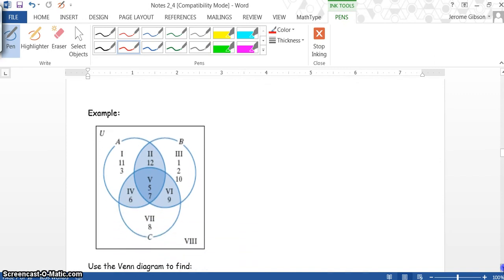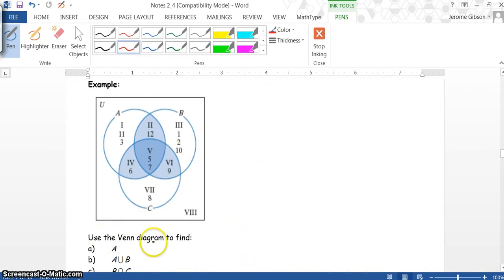Now, we want to come down here to the example. It says use the Venn diagram to find A. What would be easiest to find A? We could just write down all the values of A. We don't necessarily have to number them in order, but we have 11, 3, 6, 5, 7, and also 12. That is A.